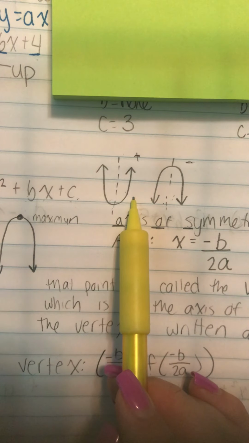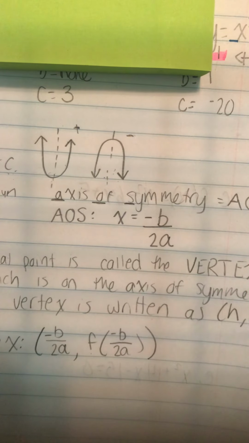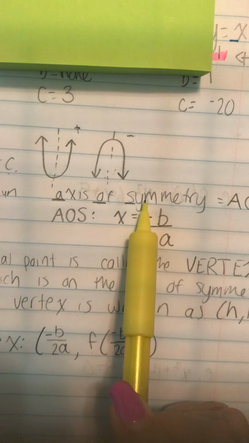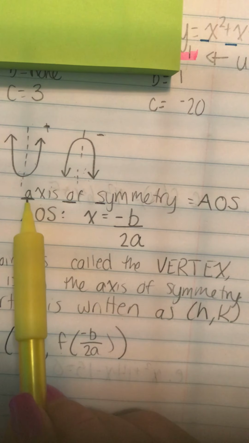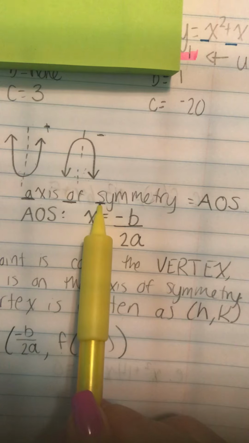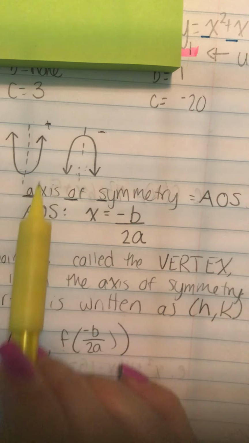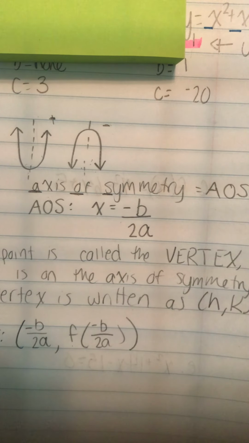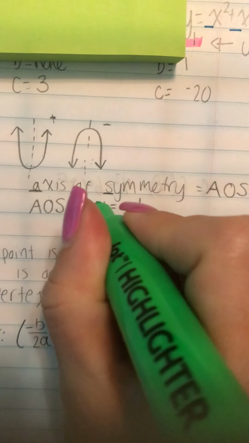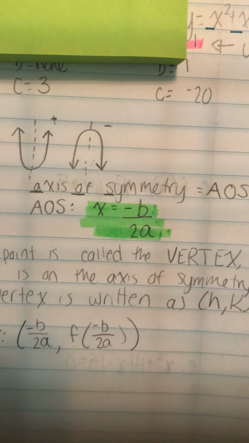So this brings me to what an axis of symmetry is. Axis of symmetry. We abbreviate that as AOS. Hence the A in axis, O in of, and S in symmetry. So in order to find that vertical line that cuts the parabola down the middle, you need to have this formula memorized. It is x equals negative b over 2a. This is super, super, super important.